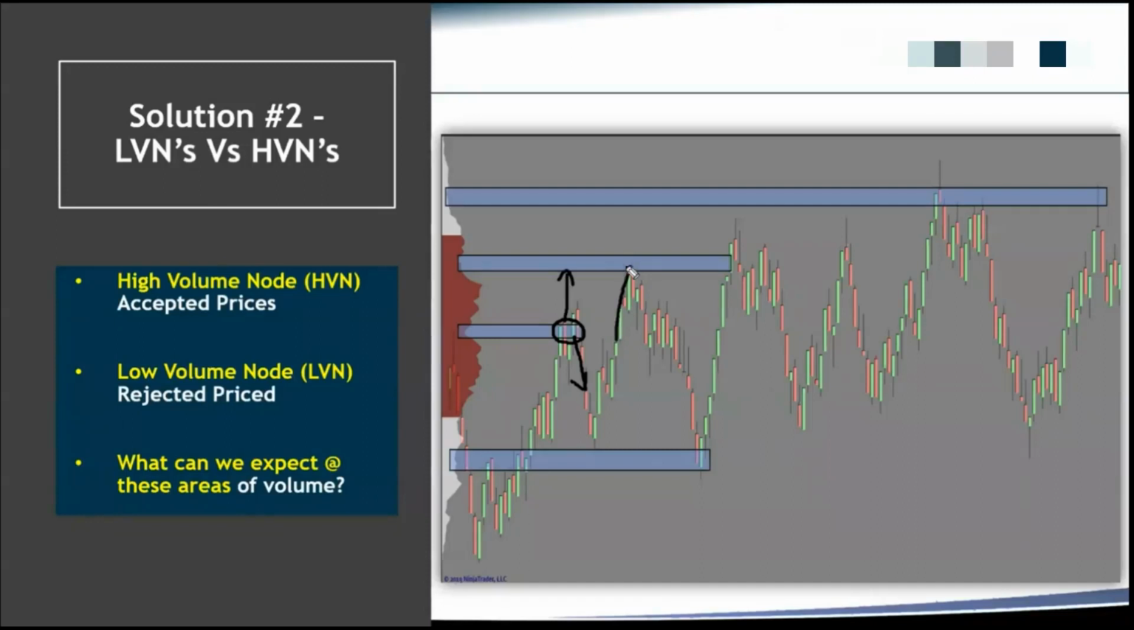There's a 50-50 chance that it could reject from here or go through it to the next area. There's a 50-50 chance it could go here, 50-50 chance it could go here. Why? Low volume node, low volume node, low volume node, low volume node. What happens at low volume nodes? Low volume nodes are where price did not trade because the market did not accept trade at those areas. Why do you think the market did not stay there for a long period of time? Because nobody was willing to do business. When no one's willing to do business at those price levels, the market doesn't stay there. There's no liquidity.